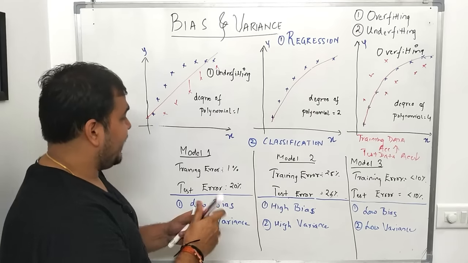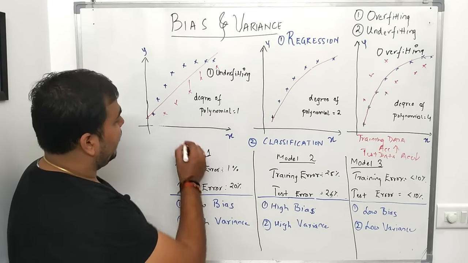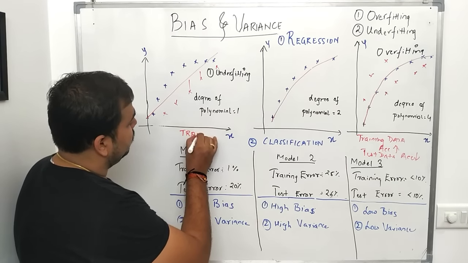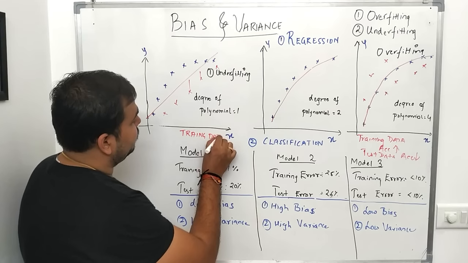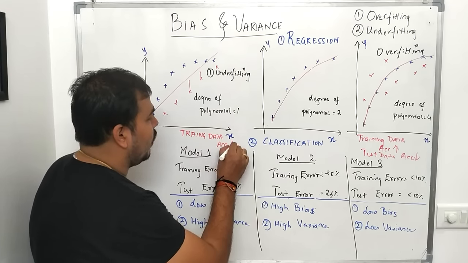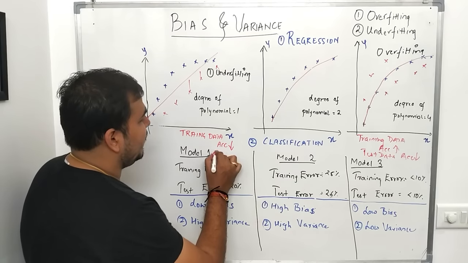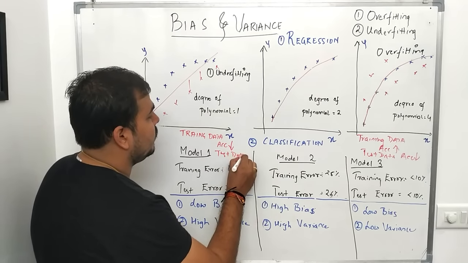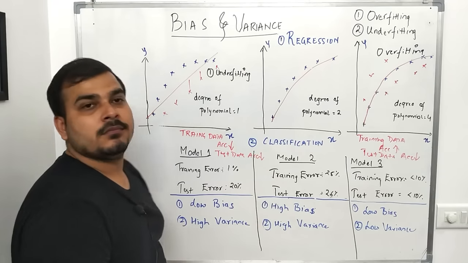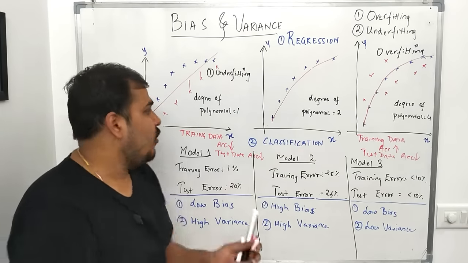My accuracy of the training data, accuracy is going down, right? For the test data, also the accuracy is going down, right? I hope you have understood this.